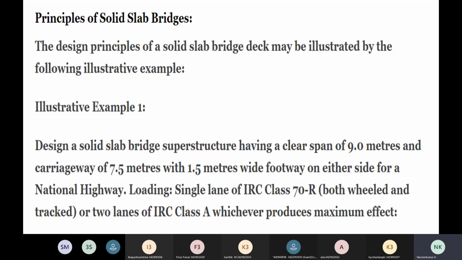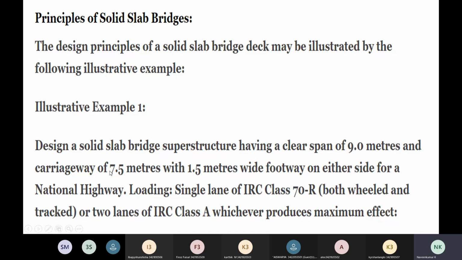First of all, what are the things they have given? They are asking you to design a solid slab bridge superstructure. The difference between the substructure and the superstructure: the elements above the ground level are called the superstructure, and the elements below the ground level are called the substructure. They are asking you to design a solid slab bridge superstructure having a clear span of 9 meters, so the length of the bridge is 9 meters.